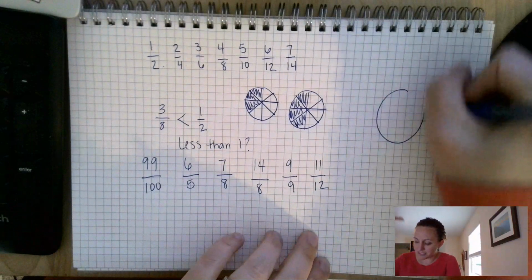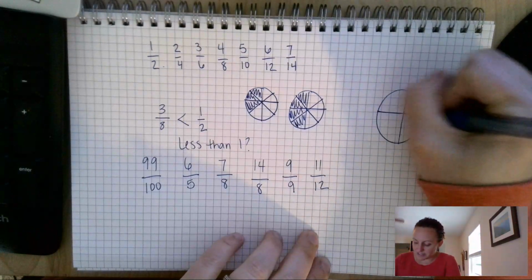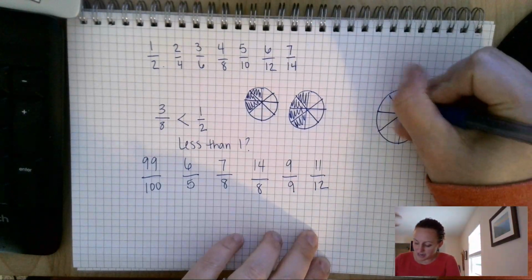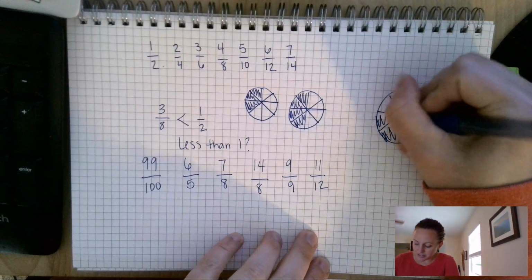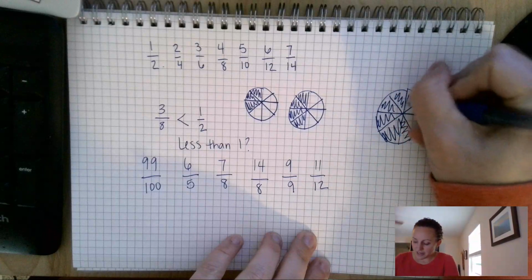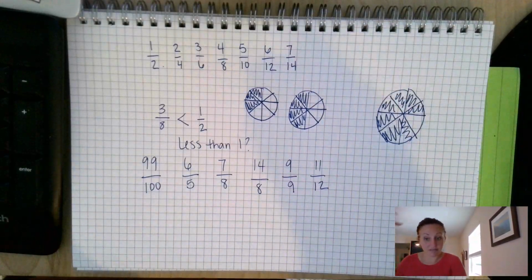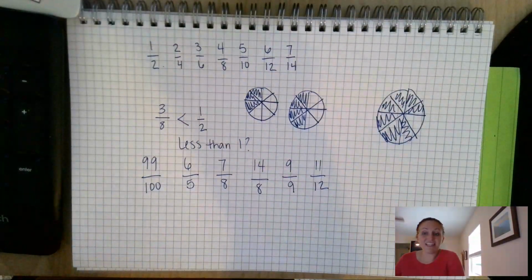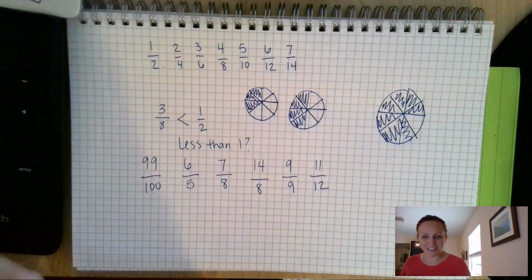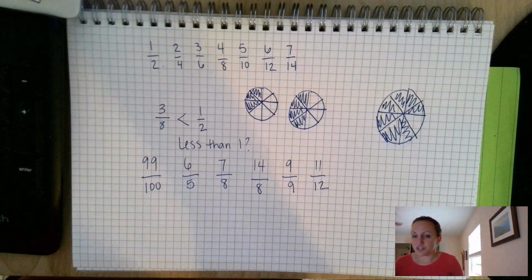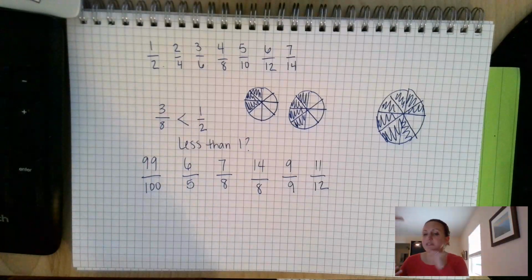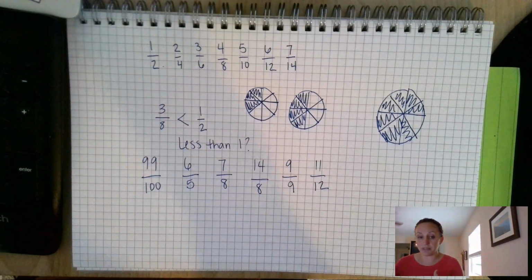I'm looking at my pizza, and let's say I have eaten 7 pieces of pizza. Have I eaten the whole pizza? No, I've eaten less than the whole pizza, right? So that means that any fraction whose numerator is smaller than the denominator is going to be less than one.